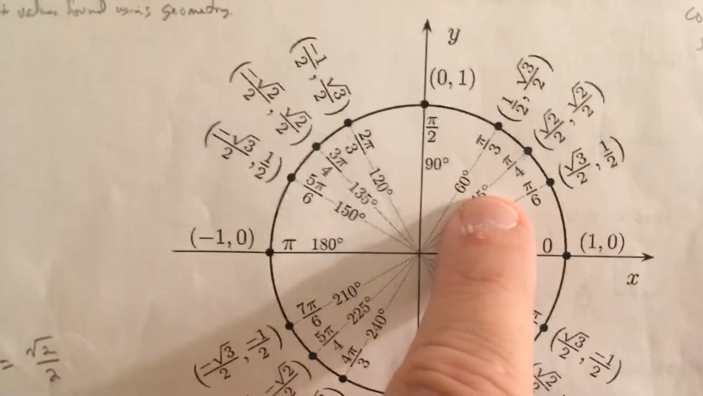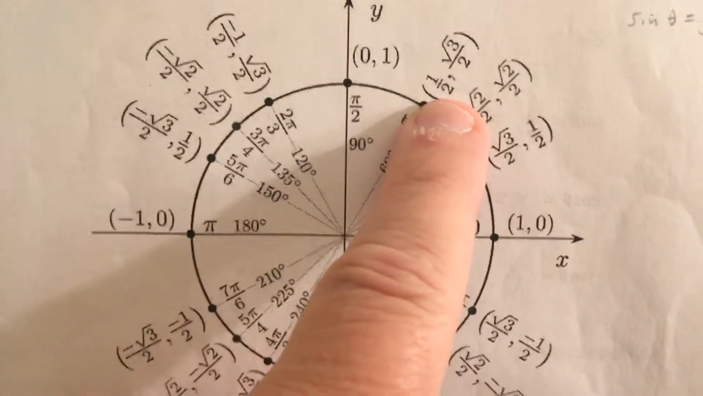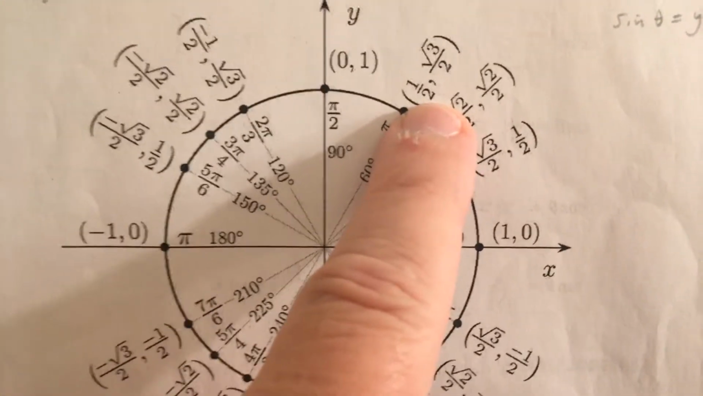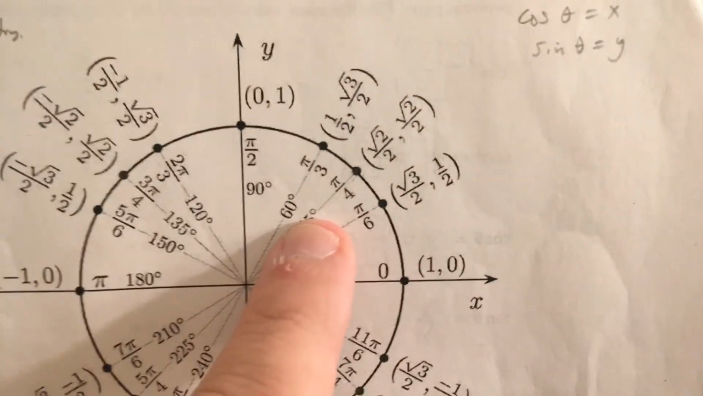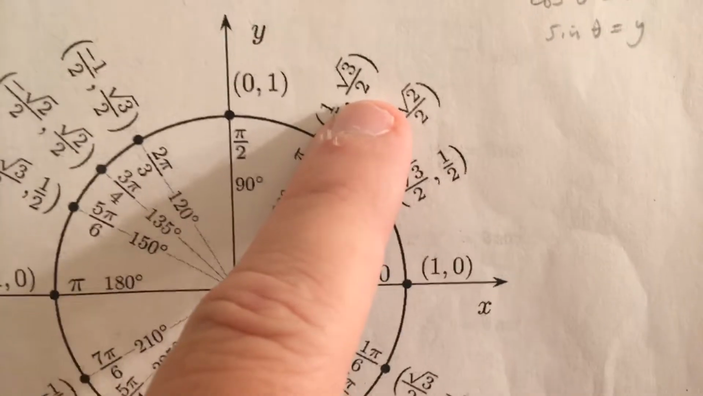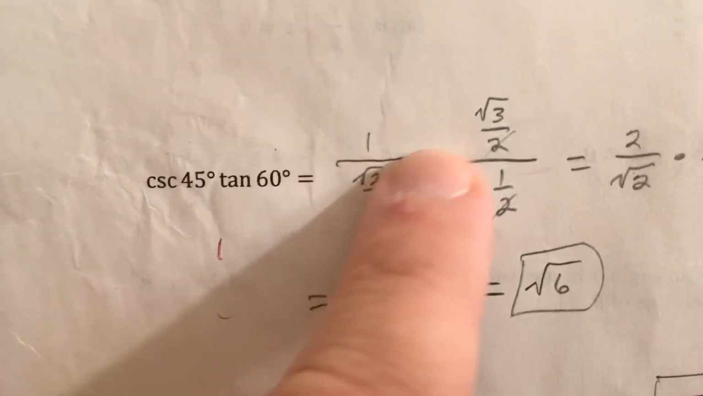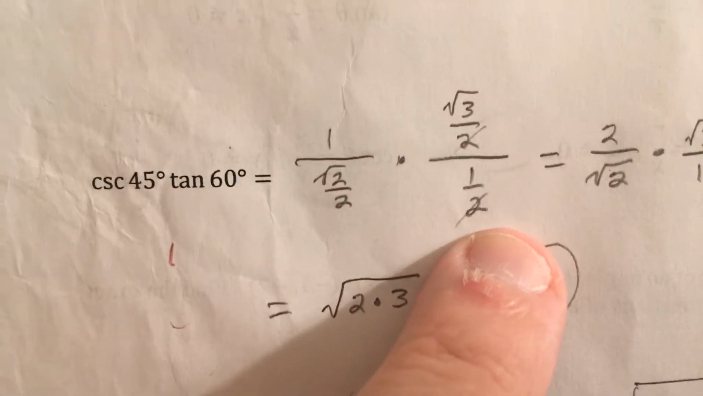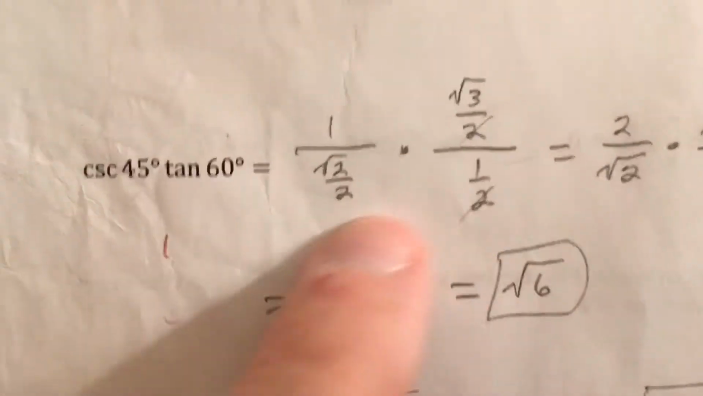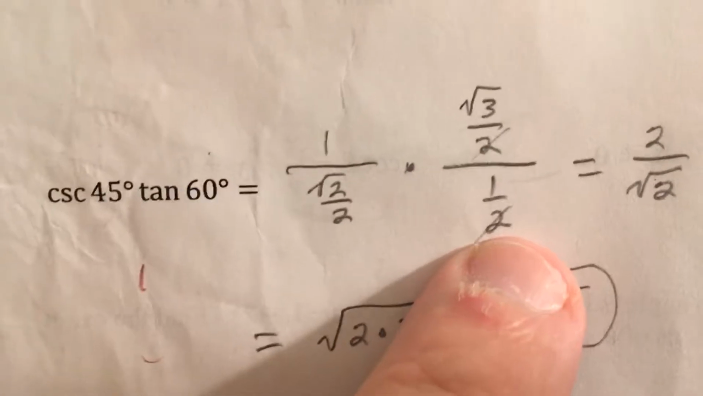Here's 60 degrees on the unit circle. The x-coordinate for that point is 1/2. The y-coordinate is root 3 over 2. And the tangent of 60 degrees is equal to y divided by x. So where we have tangent 60 degrees, we replace that with y over x, which is square root of 3 over 2 divided by 1/2. Now we're multiplying two complex fractions, and so now we have to simplify that.